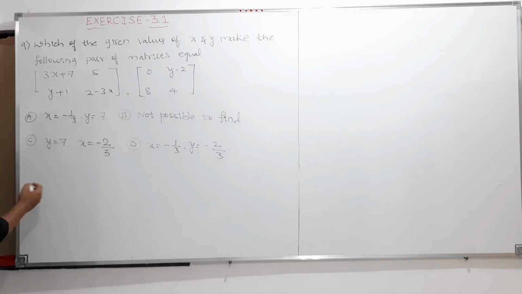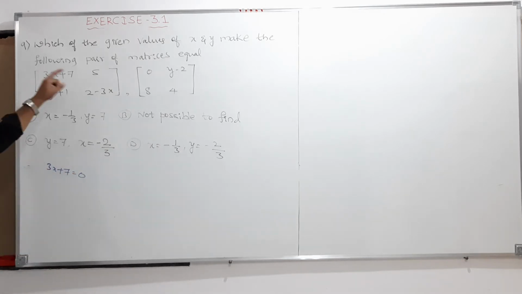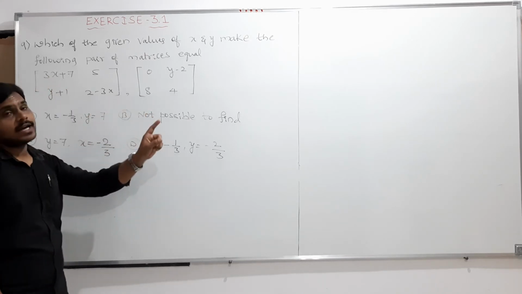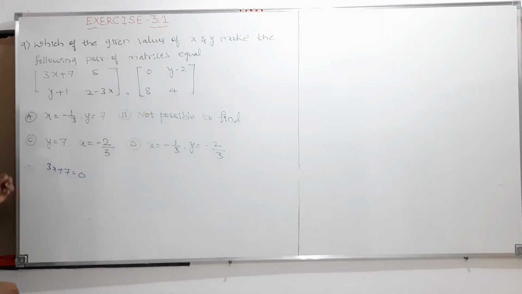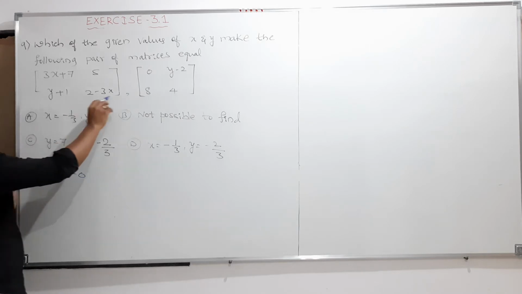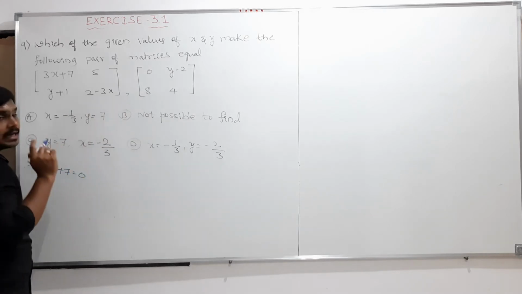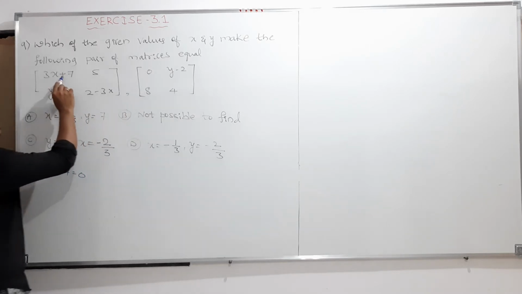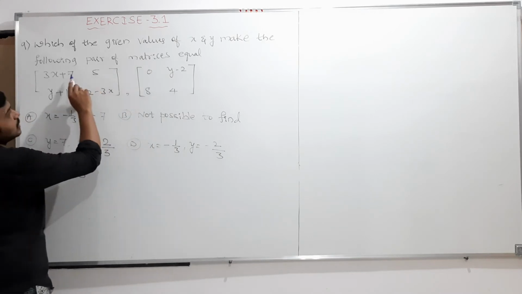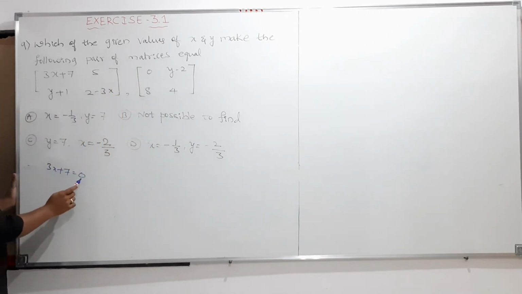First here I will take 3x plus 7 is equal to 0. So, which of the given values of x and y make the following pair of matrices equal? Now I will consider these two matrices are equal. If these two matrices are equal, then they should satisfy the condition. What is that? This element must be equal to this element. So therefore I am taking 3x plus 7 is equal to 0.